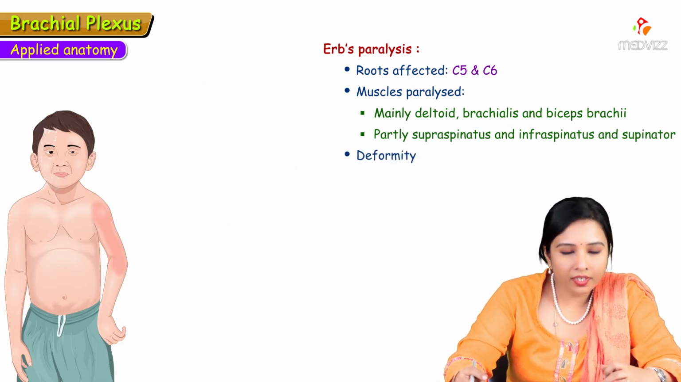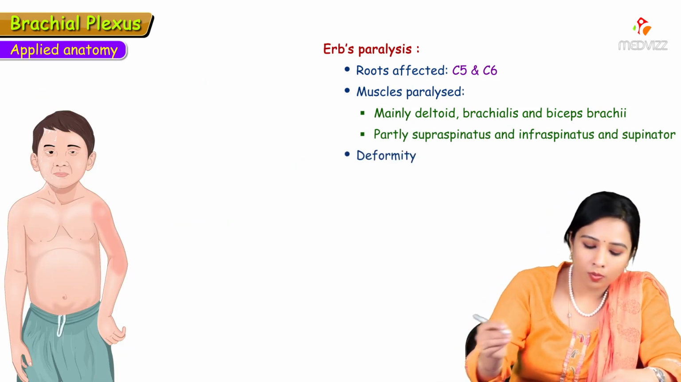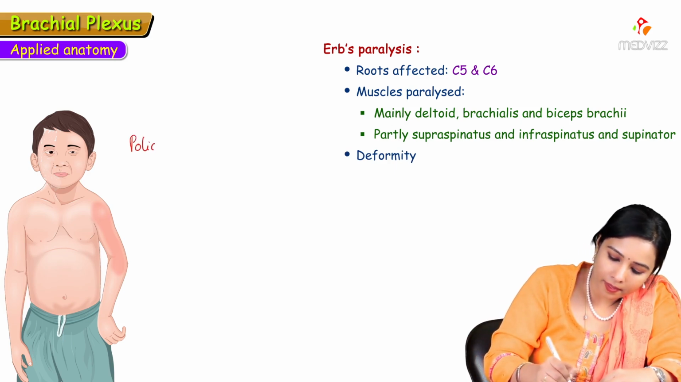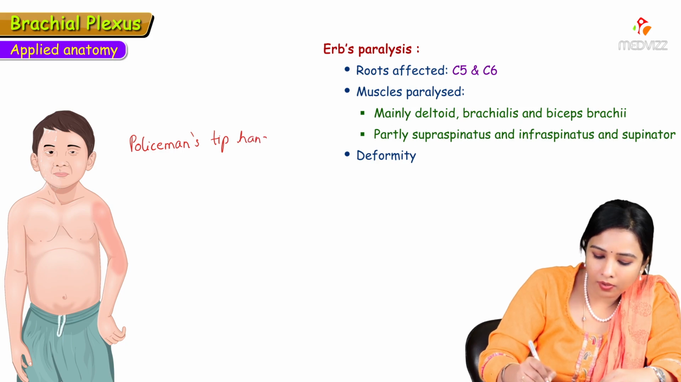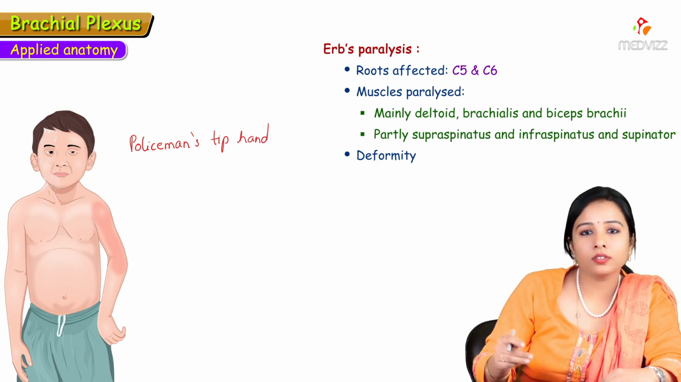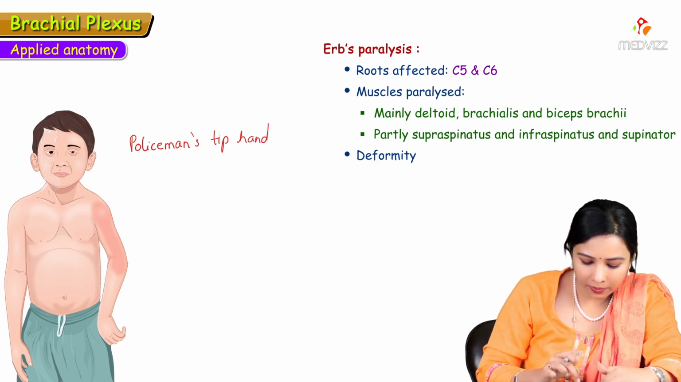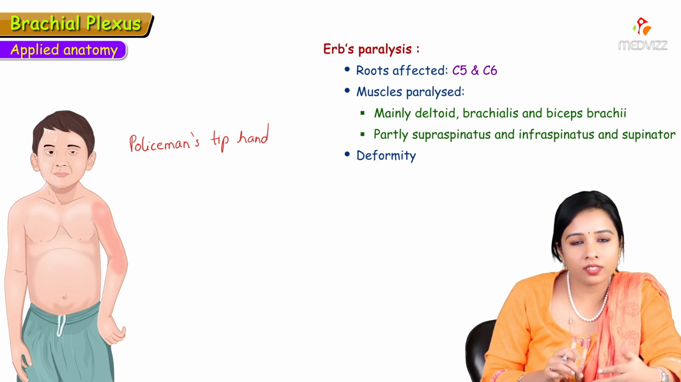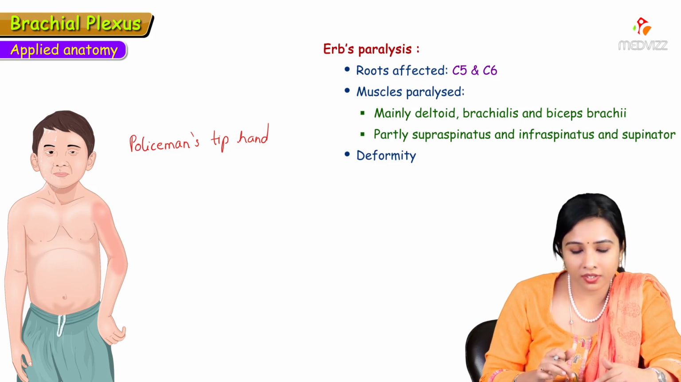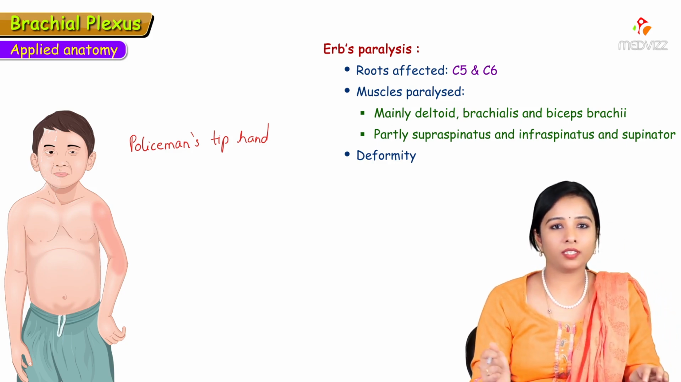So the deformity due to Erb's palsy is policeman's tip hand. Policeman's tip hand, because they hold the gun by keeping their hands on each side, adducted and medially rotated. That is the reason it is called policeman's tip hand.